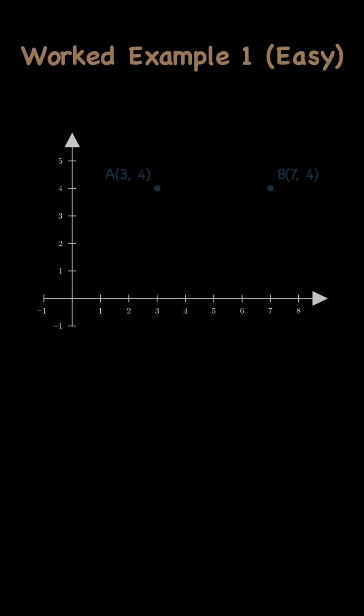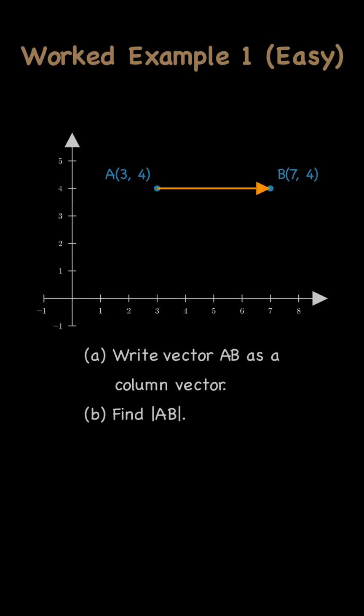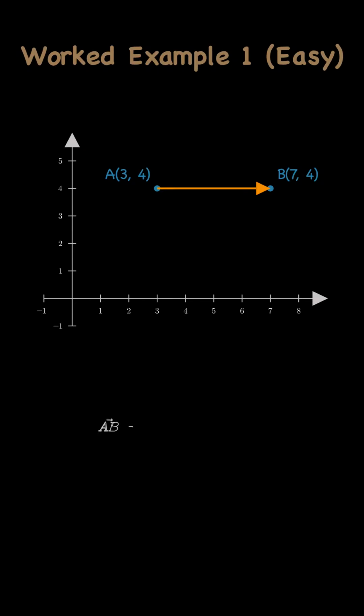Worked example 1. We have A at 3, 4, and B at 7, 4. Part A, write vector AB as a column vector. Part B, find the magnitude of AB. Solution. AB equals 7 minus 3, 4 minus 4, which gives us the column vector 4, 0. The magnitude of AB equals the square root of 16, which is 4.